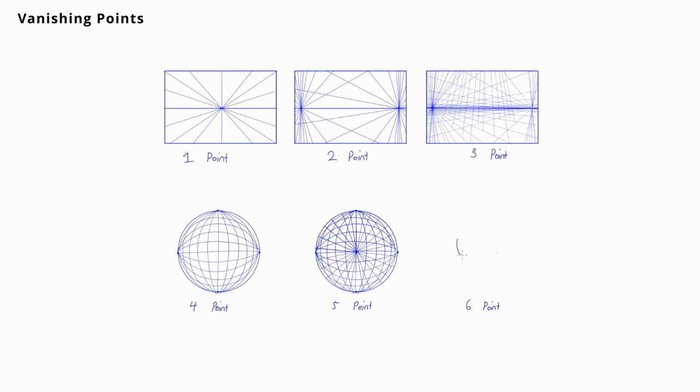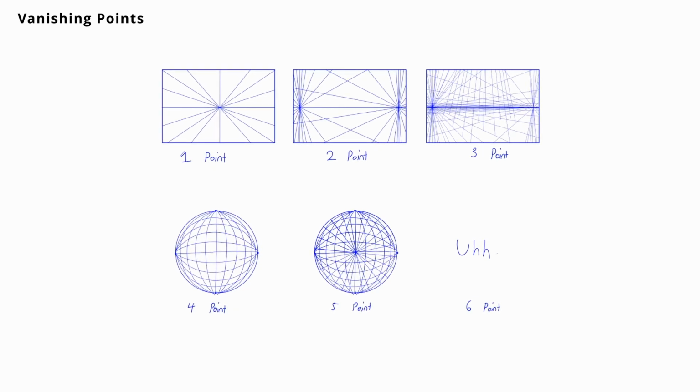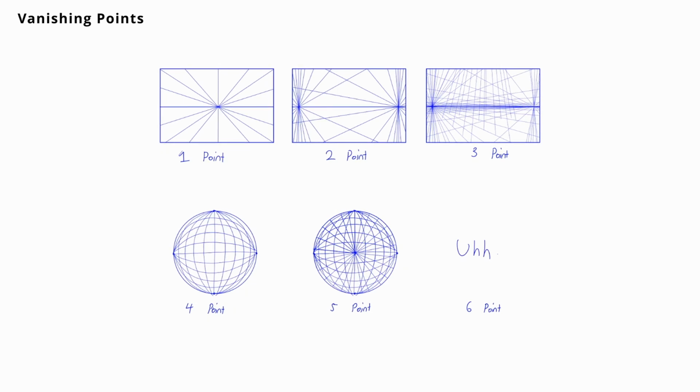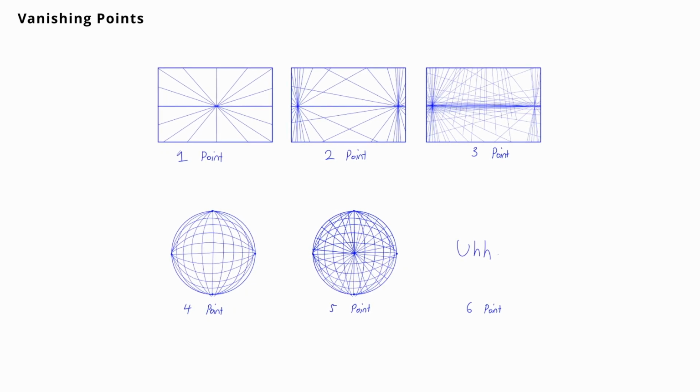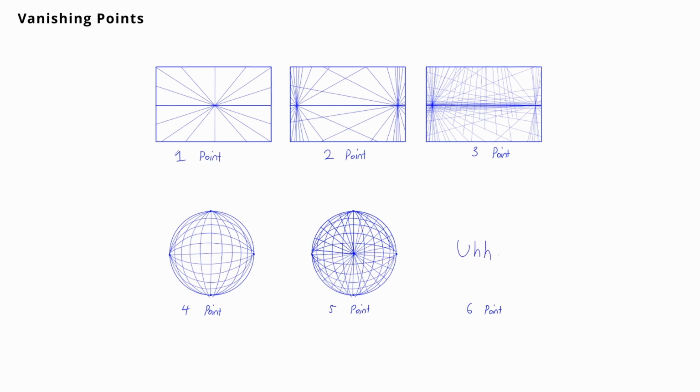Now that we went through why vanishing points work, let's talk more about the advanced parts about them. There are many types of perspectives that can be made with these vanishing points. You have 1-point perspective, 2-point perspective, and 3-point perspective. There are also 4, 5, and 6-point perspective, which gets trippier as it increases, so for now, let's just focus on 1, 2, and 3.